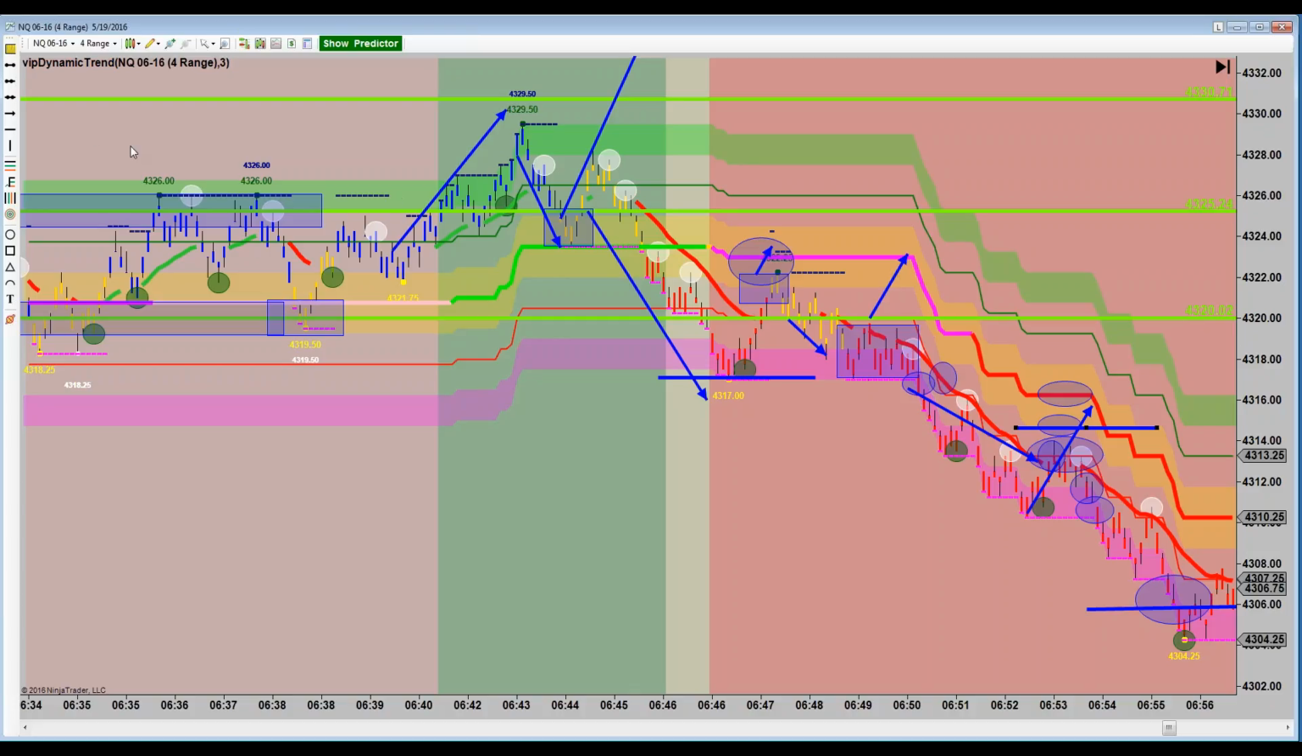So in other words, what you're doing now with the target approach is taking advantage of the thrust moves as they come to other support or resistance areas.